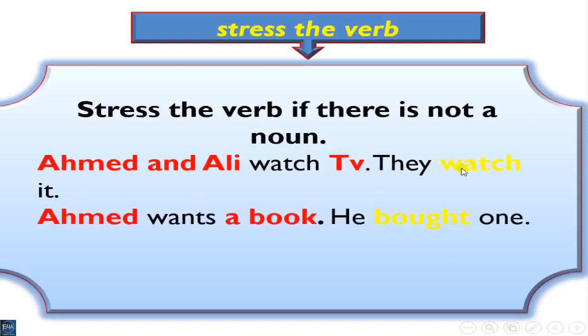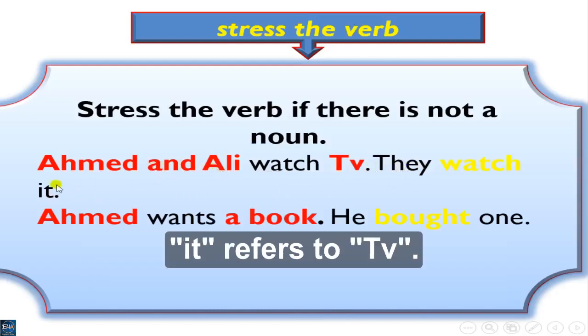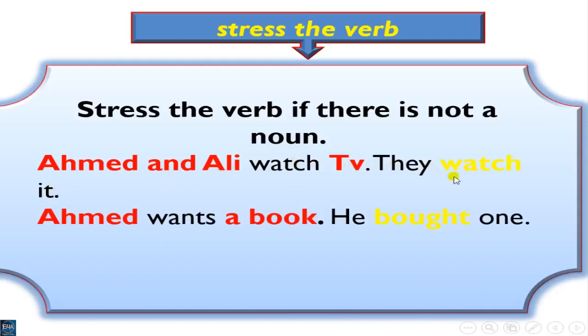They watch it. Here, I don't have a noun in the second sentence, they and it. So they and it are pronouns, and I know that they is related to Ahmed and Ali, it is related to television. So we stress on watch. They watch it. Ahmed wants a book. So we stress Ahmed, book, the nouns. Second sentence, he bought one. So you stress bought, because bought gives me the information. He bought one. That means Ahmed bought a book.